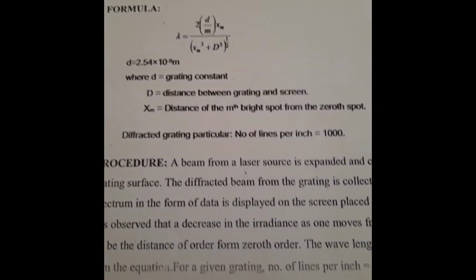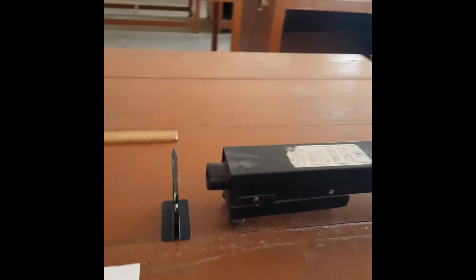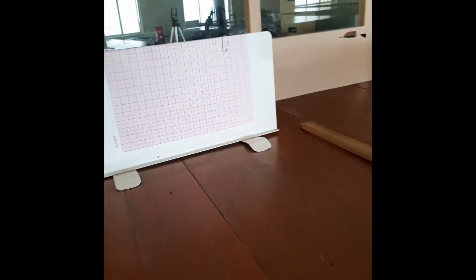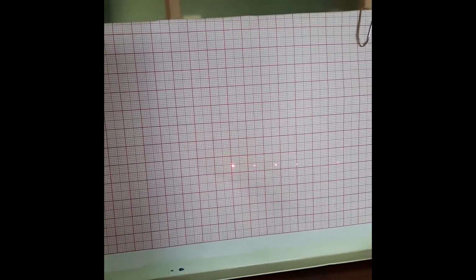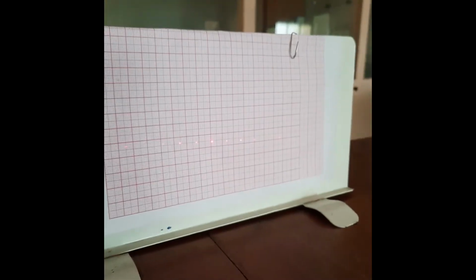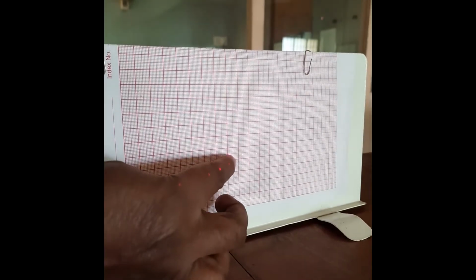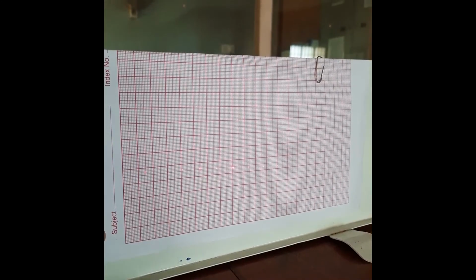Now I am going to conduct the experiment by switching on the source. Now you can see the diffraction pattern obtained on the screen. You can observe the central spot is highly intense in nature, and on both sides you are going to get spots. This is the central spot. Towards left as well as right, many spots are available.